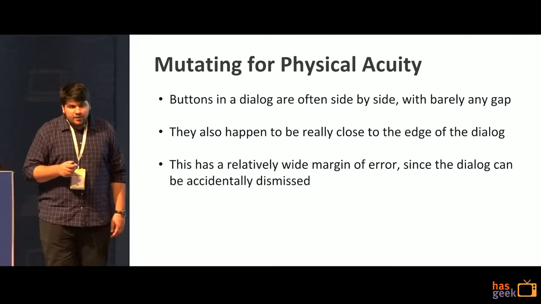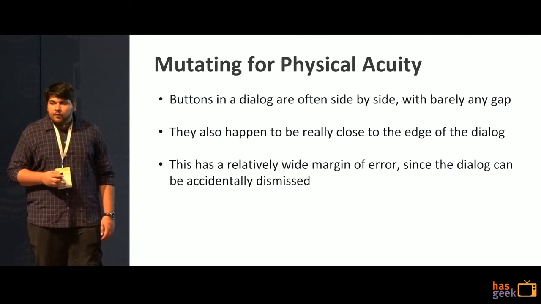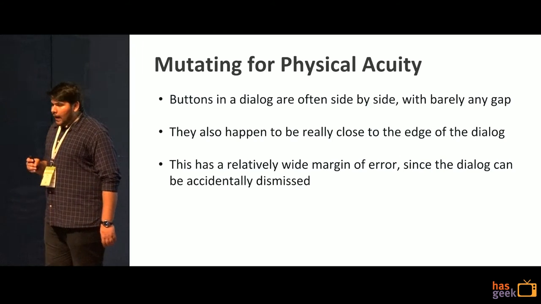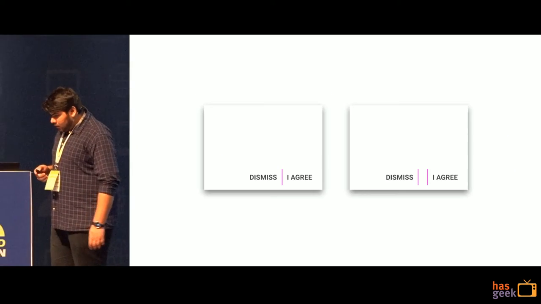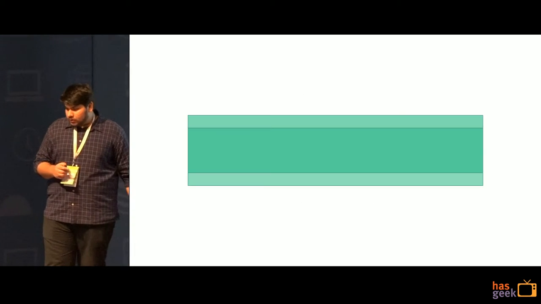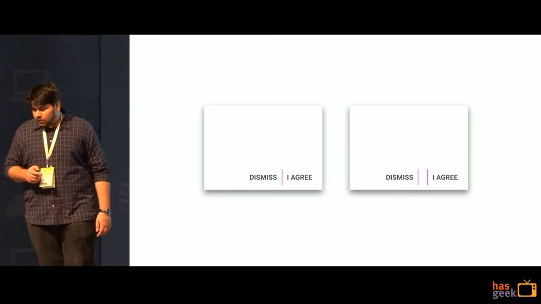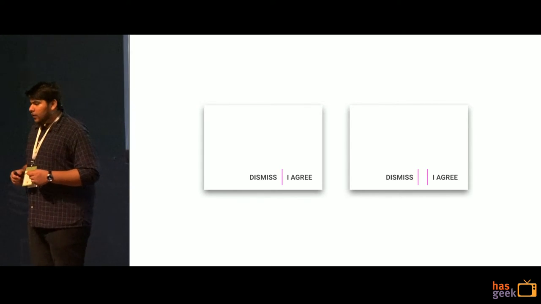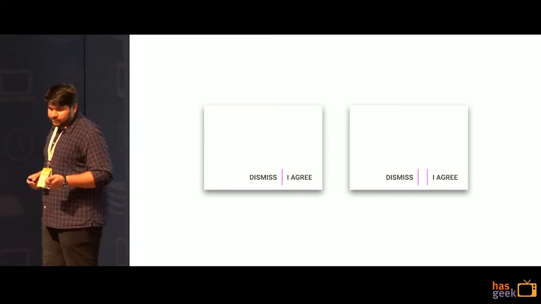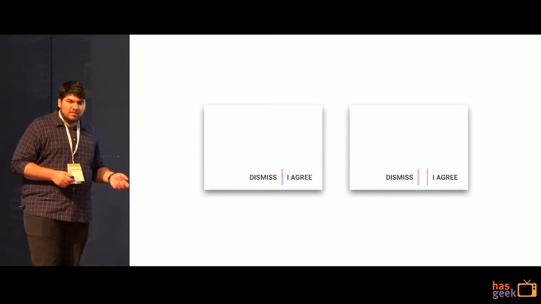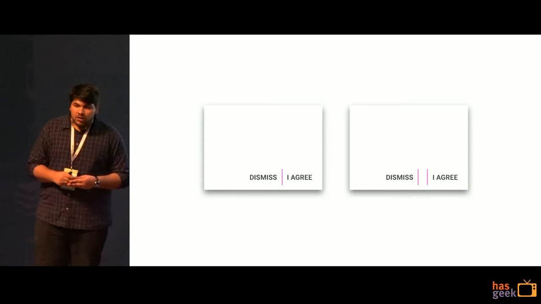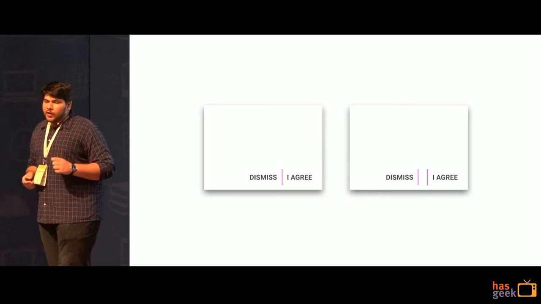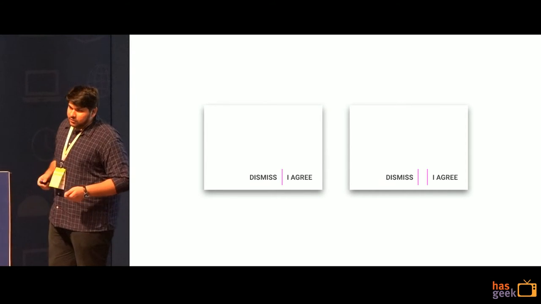Mutating for touch accuracy. Now again, this is something we're going to talk about from a more developer's perspective, because everything up to this point has been highly theoretical. Okay, let's look at a typical Material Design dialog. Now, the buttons are touching each other. Sure, they have a padding around the text, but the buttons usually touch each other. Not only that, but both the dialog buttons are about 24 dp away from the dialog's edge.